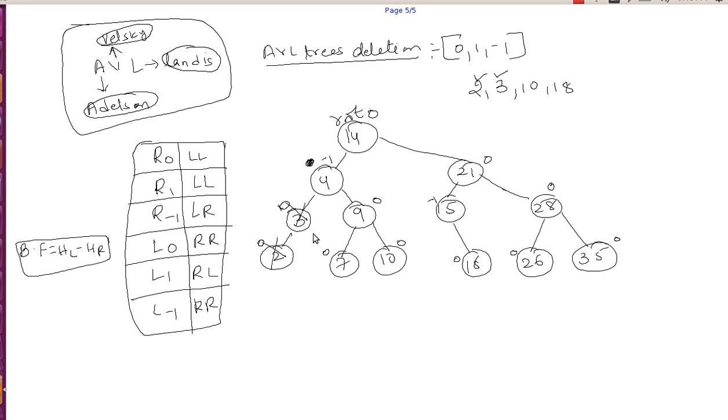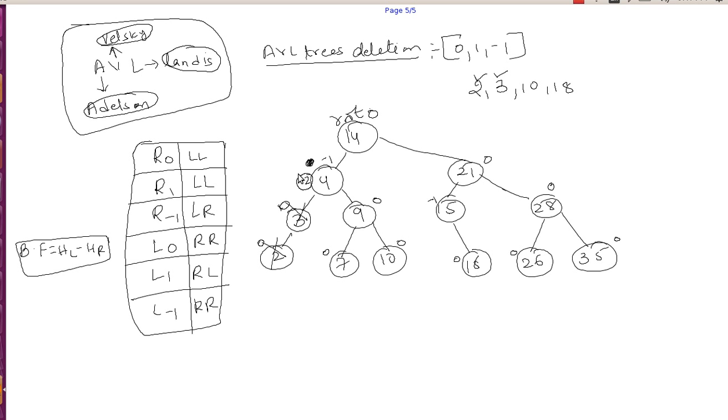Now calculate the balancing factor here. You start calculating the balancing factor right from the point where you have deleted the node. The balancing factor of these 3 nodes will be the same, because we have not made any modifications there. Now the balancing factor changes here. Here you have 0 levels and here you have 2 levels. So 0 minus 2 is minus 2. This is your new balancing factor for this node.